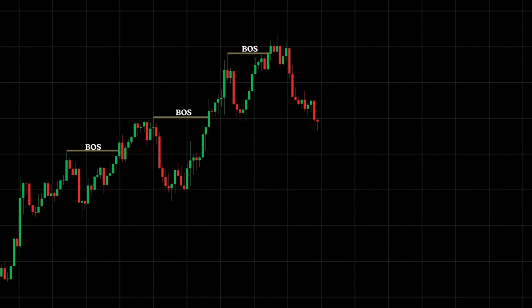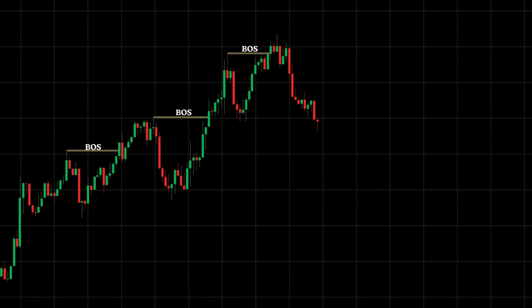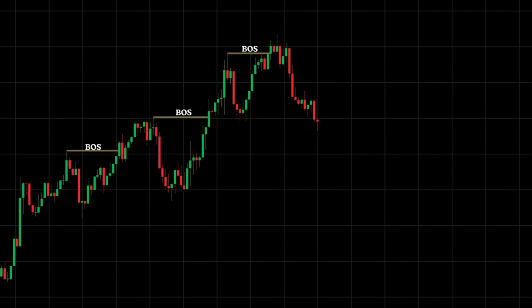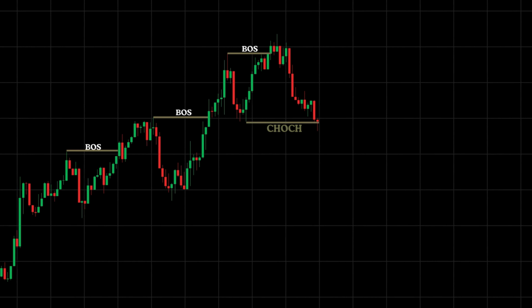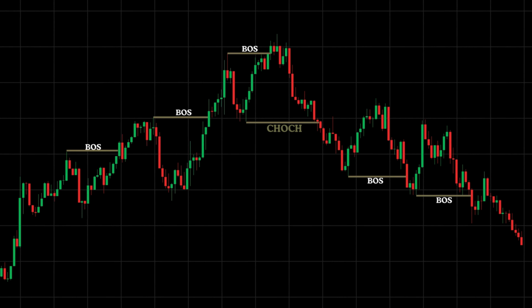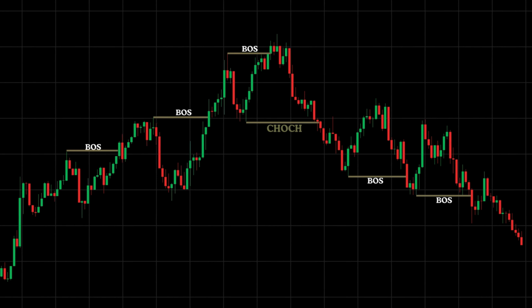Suppose the market was in an uptrend, but this time price fails to break the last high. Instead, it forms a lower high and then breaks below the last low. That's your change of character, the first sign the trend may be shifting. The uptrend could be ending, and the market might be turning bearish.